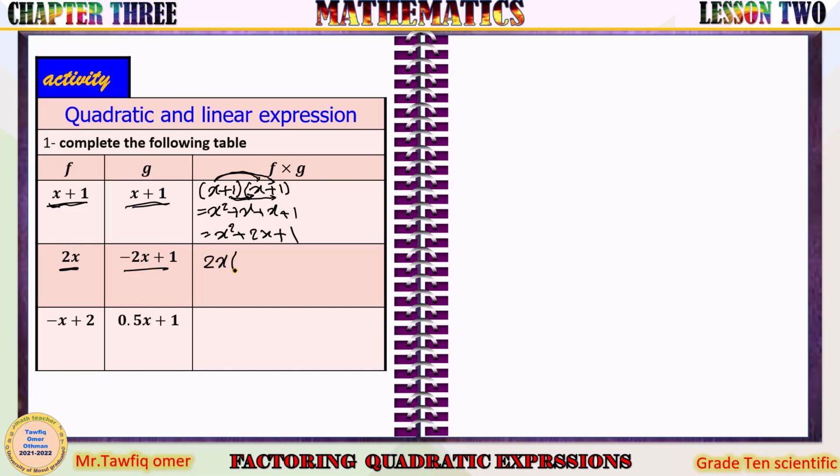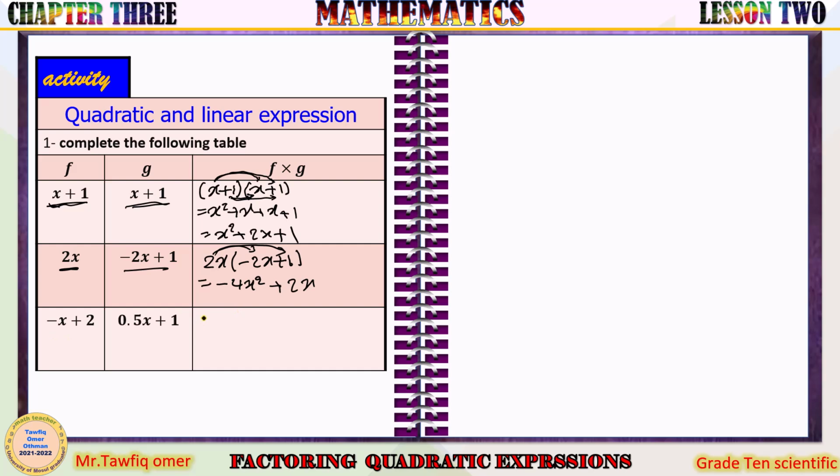2x multiplied by minus 2x plus 1. The first one with the first one is minus 4x squared, and multiplied by the second one, it is plus 2x. Again we get the quadratic expression.